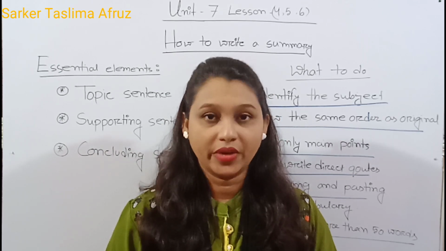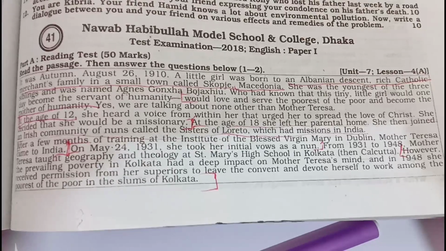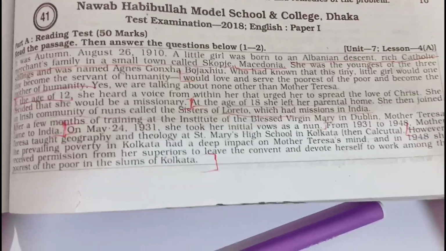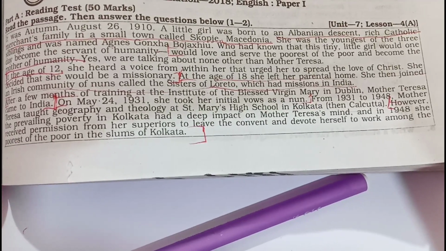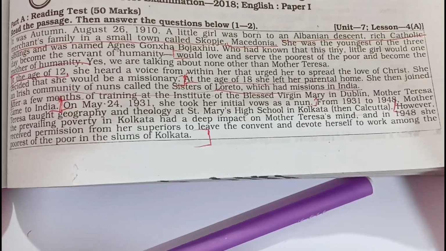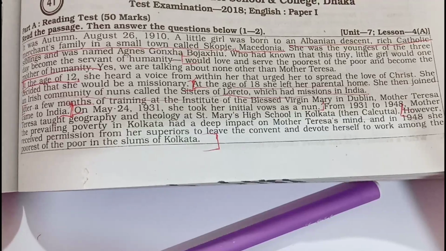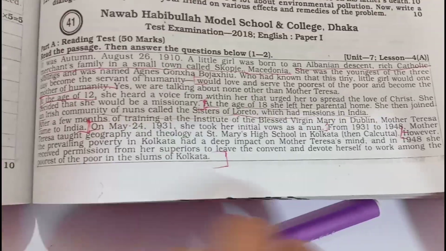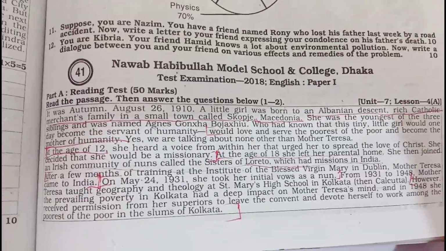So let's start to read Unit 7, Lesson 4. Well, students, let's start to know about this passage. What is this passage actually about? This passage is about Unit 7, Lesson 4, and this passage is about Mother Teresa. Dear students, make sure that you have the English for Today book with you, because I have managed a book for you to read out the passage, and make sure that you have completed reading the whole passage properly. Well, let's start to know about this passage.